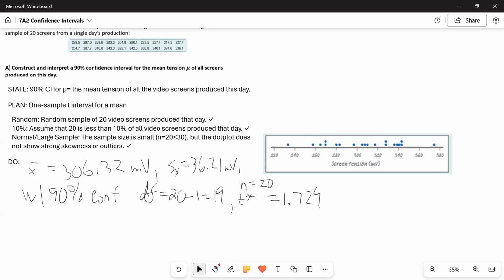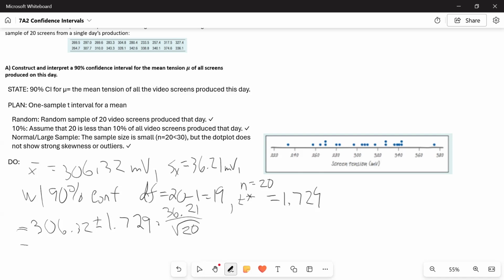Okay. Now, to construct our confidence interval, you have 306.32 plus or minus 1.729 times 36.21 over square root 20. Remember, the standard error is the standard deviation of the sample divided by the square root of the sample size.